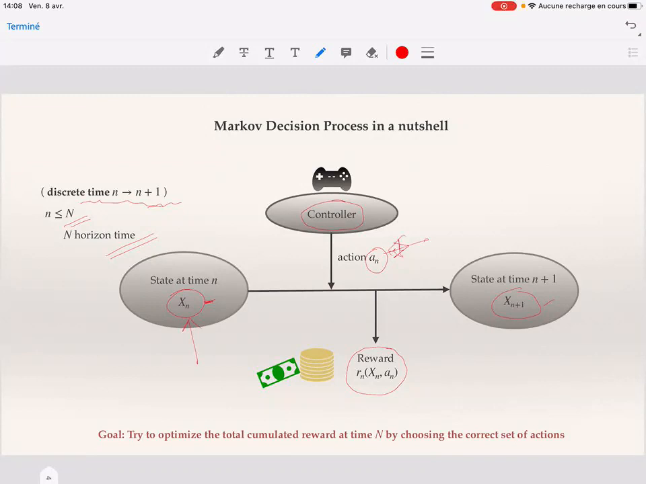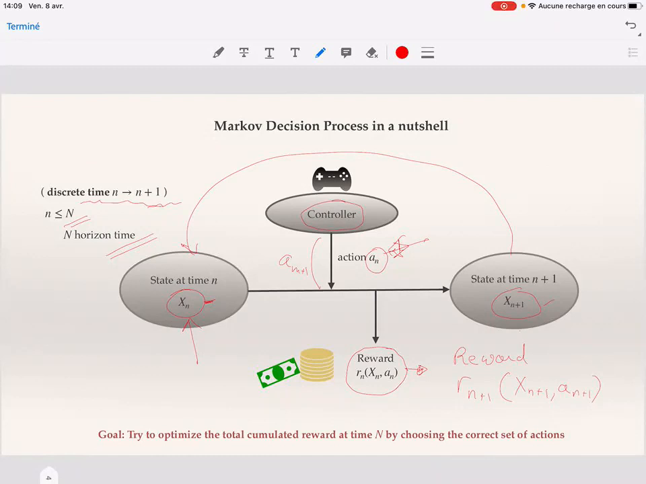So the reward can be positive, so we can interpret it as some money, but it can also be negative in some situations. It means that in this case, you have some debts which are accumulating or something like that. But you have some reward at time n, and you come back to some new state, xn+1, and then again, you start the same thing. The controller will perform some action at time n+1, an+1, and you will receive some new reward, rn+1 of xn+1, an+1. So this reward can depend on time.